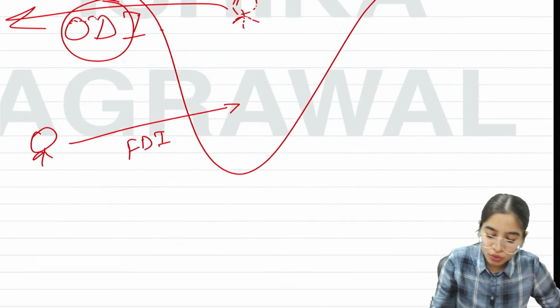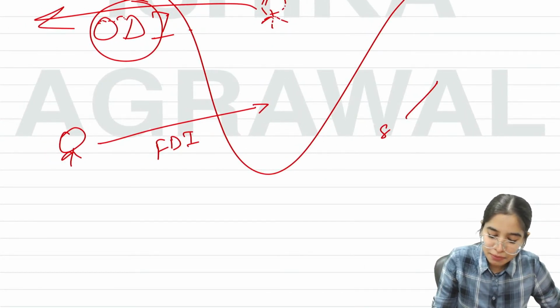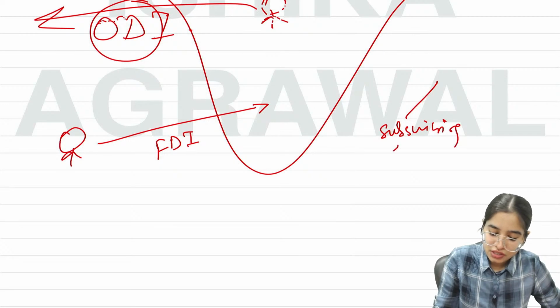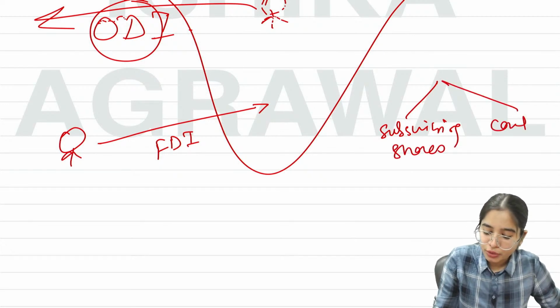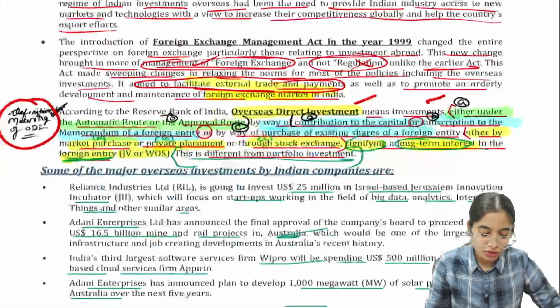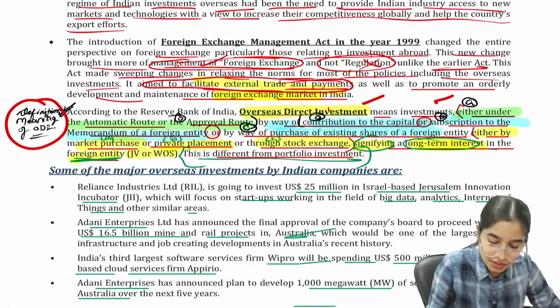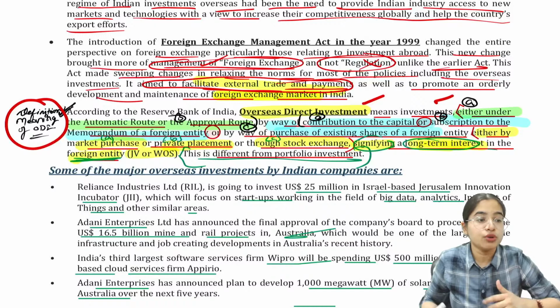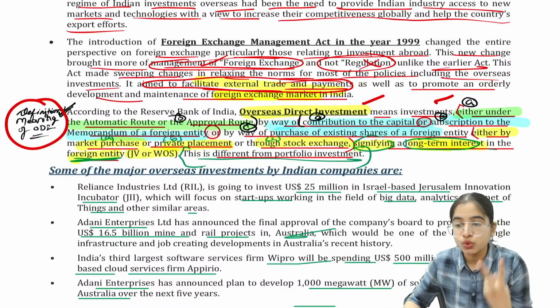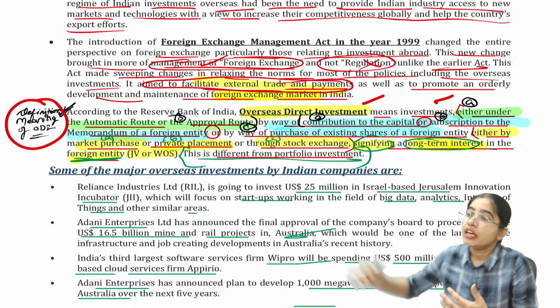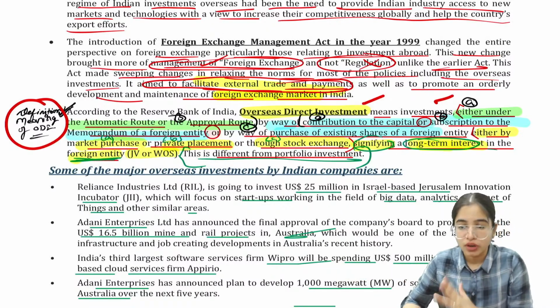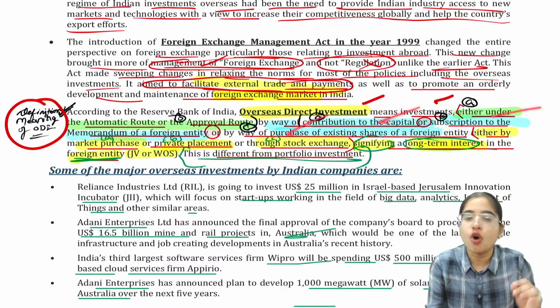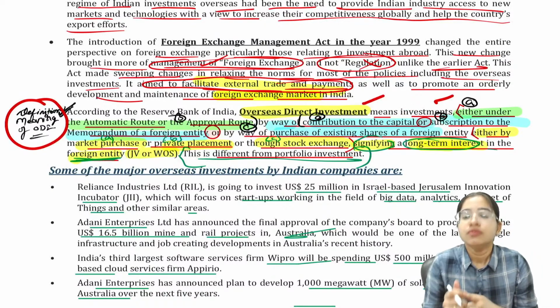Basically that can be done by two ways, either by subscribing the shares of the company or by contributing to the capital of the company. So yesterday I taught you the definition of ODI, that ODI means investment either under automatic route or approval route. Also I told you that whenever you want to invest your money outside India, there are two routes. One is automatic route, other is approval route. Even in case of FDI, there are two routes, automatic approval and by way of contribution to capital or subscription to MOA or purchase of shares.